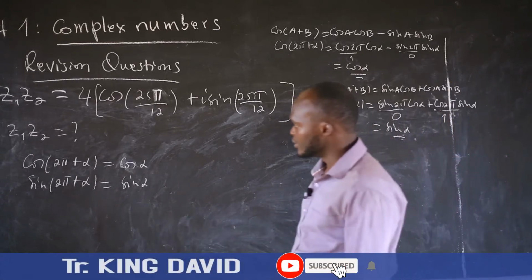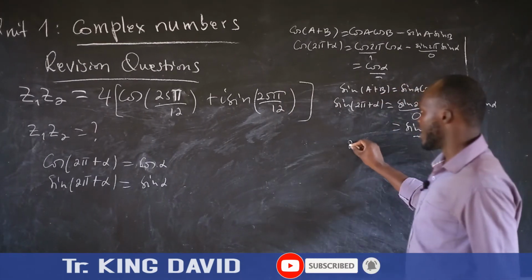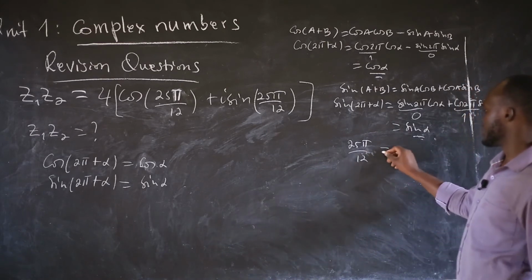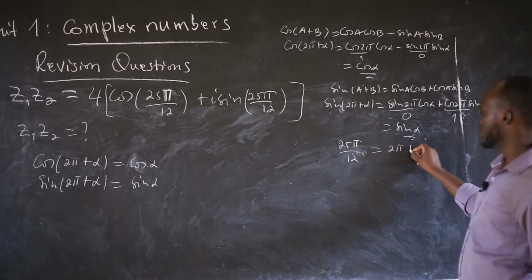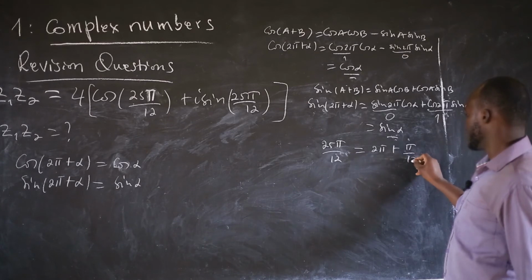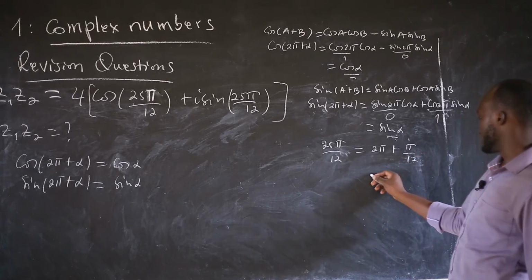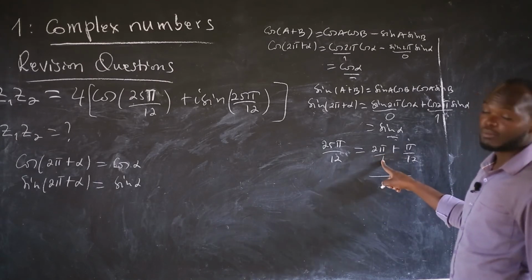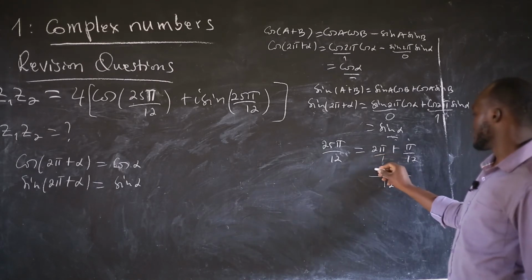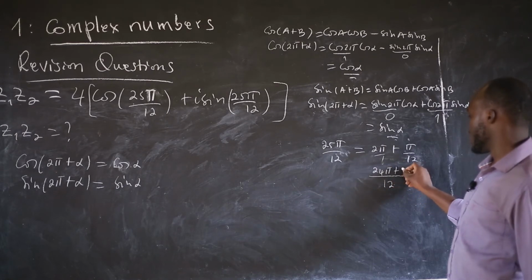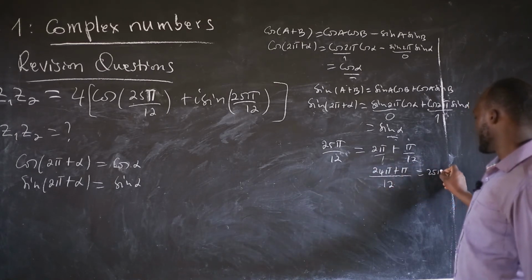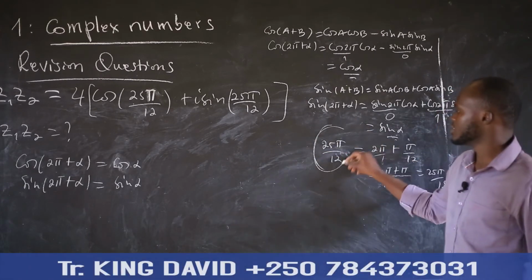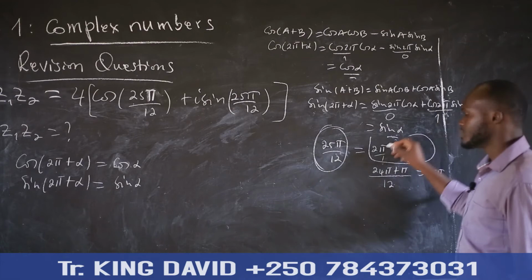And also, what is 25 pi over 12? It is the same as 2 pi plus pi over 12. For example, 24 over 12 is 2, that's 2 pi, plus pi over 12, it is the same as 25 pi over 12. So instead of using this, I'm going to use this one.